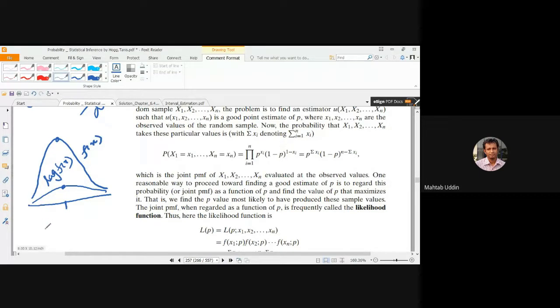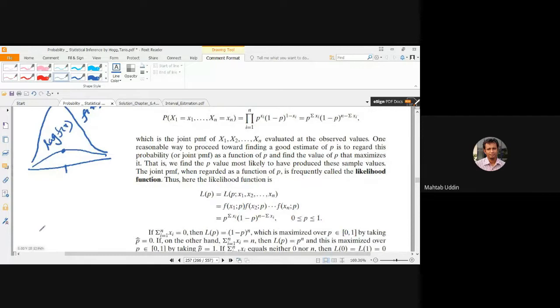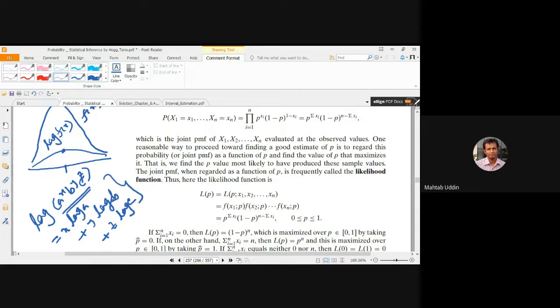But the advantage is that if you use the log function, it pushes the factors down. Like if you take the log of a^x b^y c^z, you can easily write it as x log a plus y log b plus z log c. Now this is so easy to differentiate, right? Differentiating this is tough, but differentiating this is very easy, right? Yes, sir.